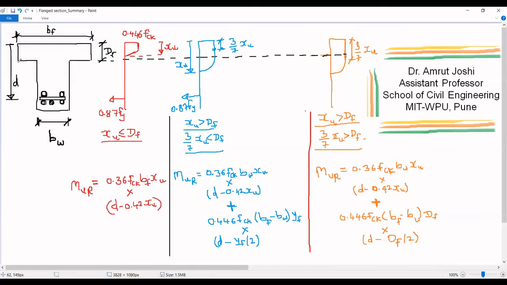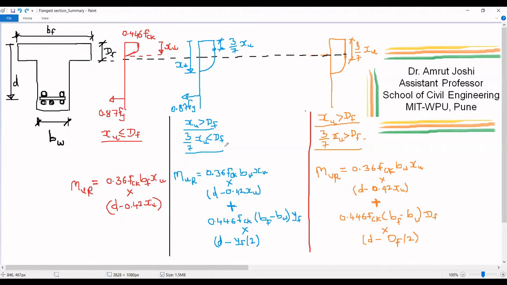The logic behind this is, if the neutral axis is going to lie within the flange, then anyway we are going to neglect the contribution of concrete on tension side, that is below the neutral axis if it is sagging, and in that case it is immaterial if the section below neutral axis is rectangular or T-shaped. Therefore, we assume this to be a rectangle of dimensions BF cross D, and we write down the expression for MUR.